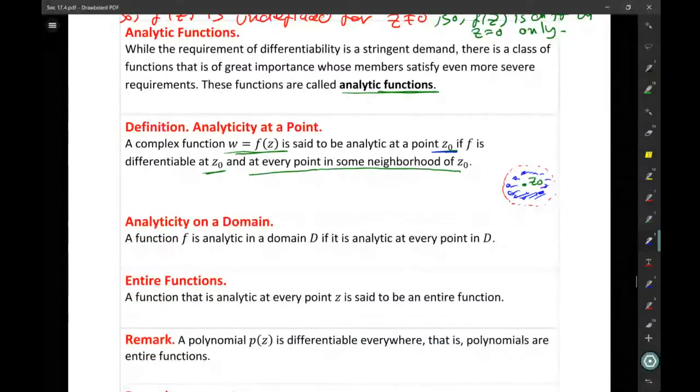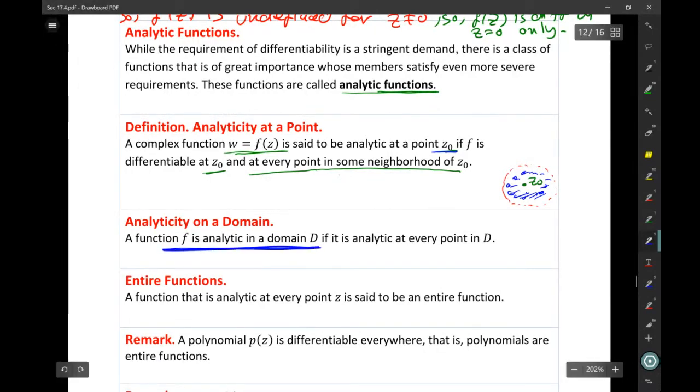Now, the analytic domain: a function is analytic at a domain D if it is analytic at every point in that D. I mean here a more general definition, not just analytic at a point, but analytic in a domain D.